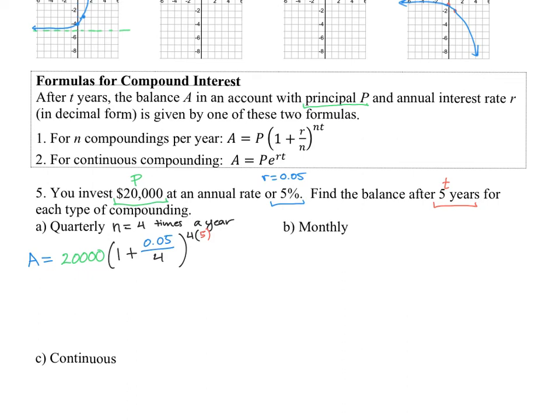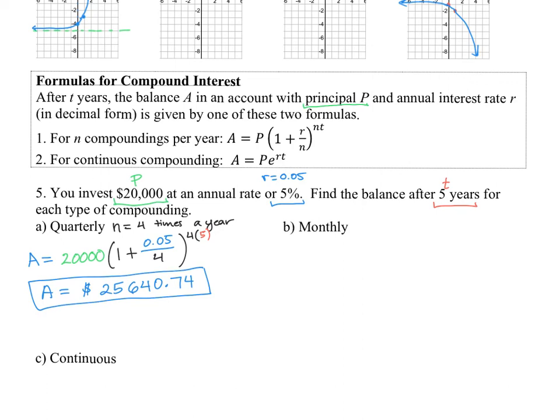Okay, you're going to try to put this in your calculator. You probably need parentheses around the 4 times 5. You might need parentheses around the fraction. You might need to do these piece by piece. But if you've done it correctly, you should get $25,640.74. Okay, which is pretty good. In 5 years, you've earned more than $5,000 in interest. Okay, play with your calculator until you get that amount.